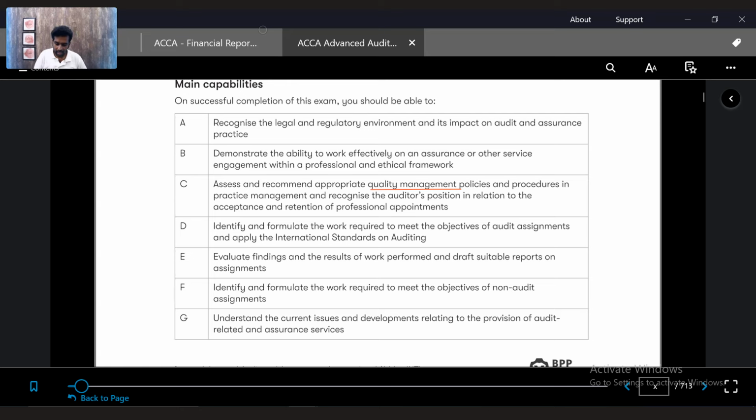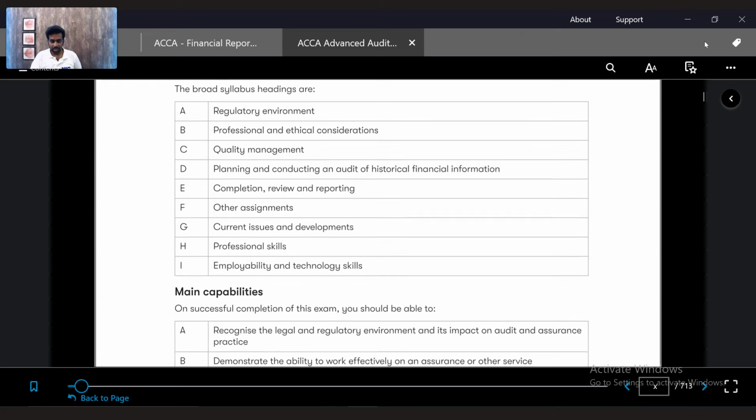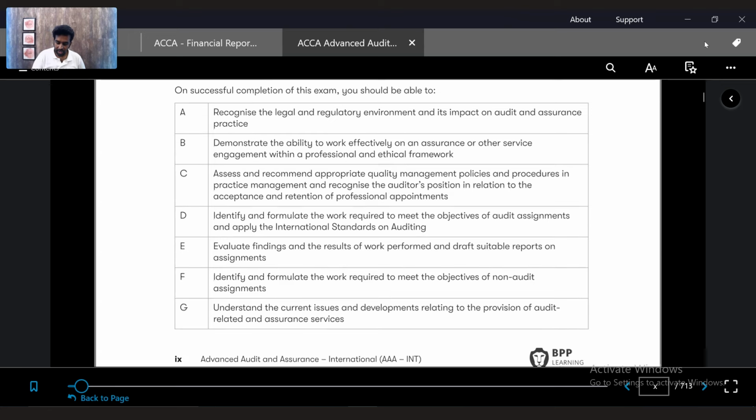When it comes to part D, we are specifically talking about planning and conducting an audit of historical financial information. So in this particular part, you're required to identify the work required to meet the objectives of audit assignments and apply the International Standards on Auditing. In this part, majorly, we are going to talk about the process and overview of the audit.